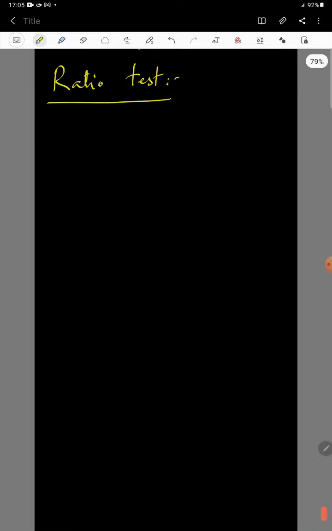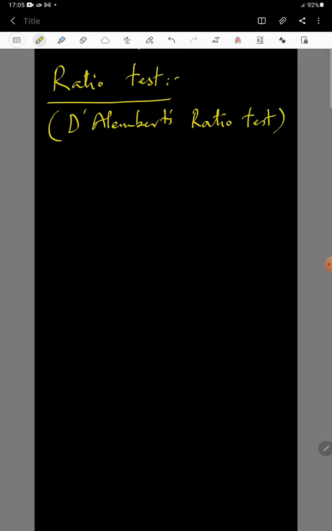Dear students, we'll now look at the ratio test. The full name for this test is actually D'Alembert's ratio test. What this test says, let's see the statement first.